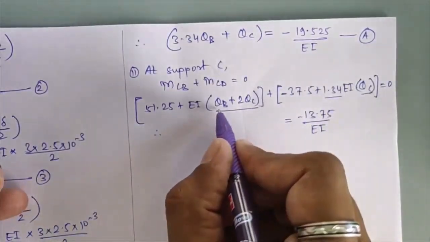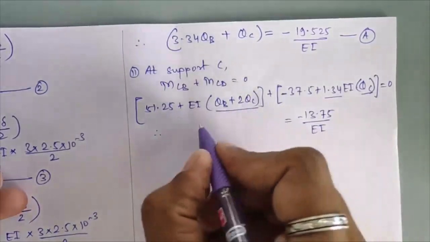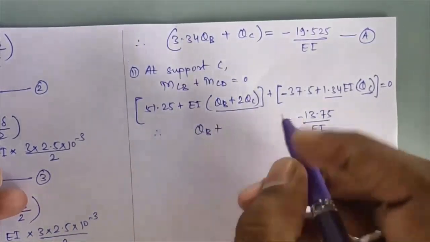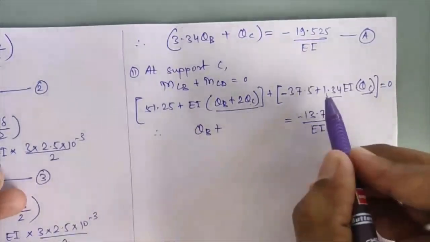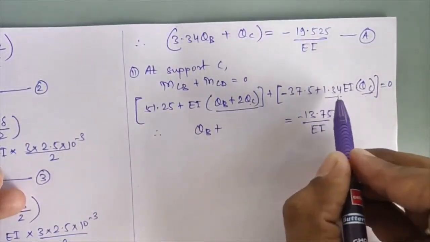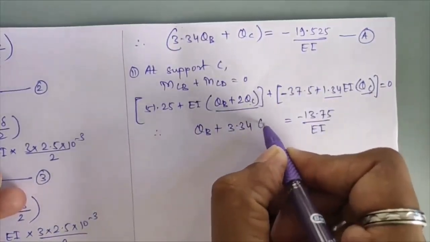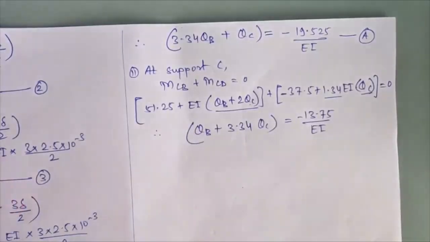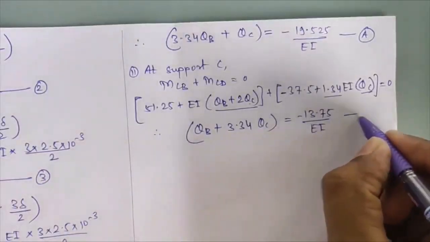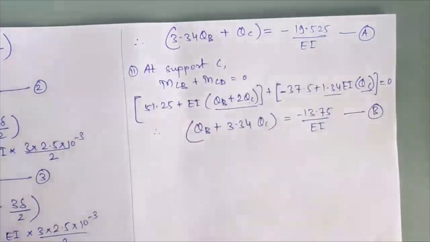Okay, so here theta B, here there is no theta B, so 1 theta B will remain, plus here 2 times theta C, and here 1.34 times theta C, that is 1.34 plus 2, I'll get 3.34 times theta C is equal to minus 13.75 upon EI. That will be my equilibrium equation number B over here.